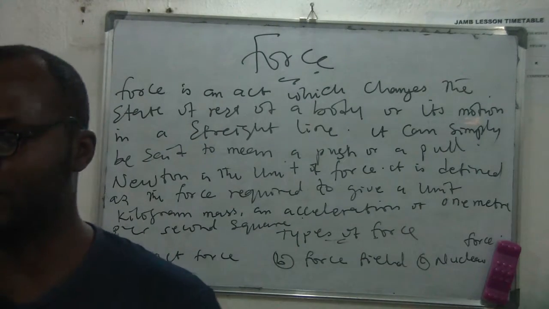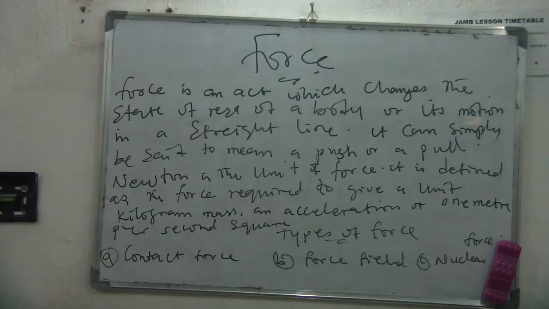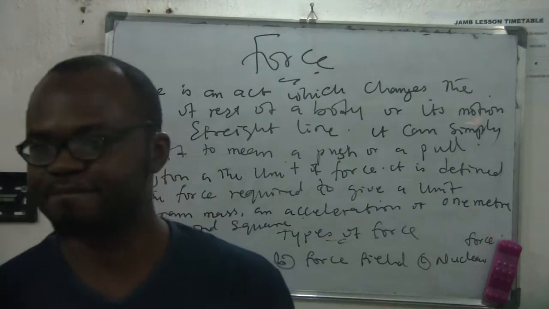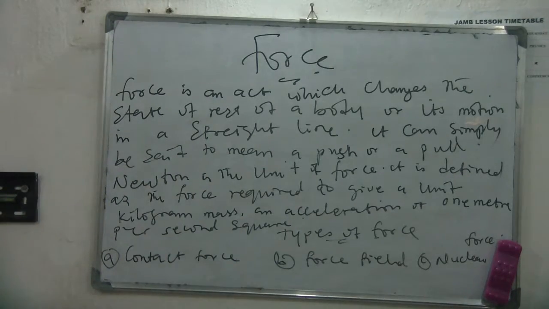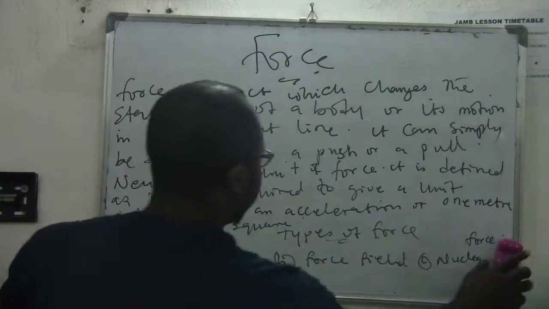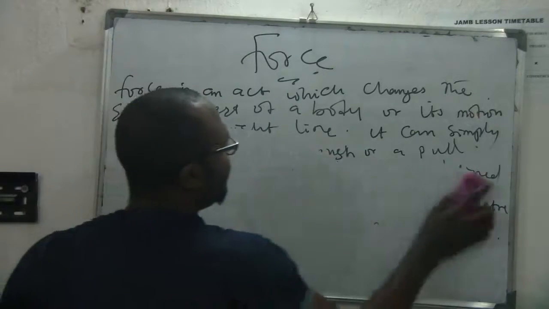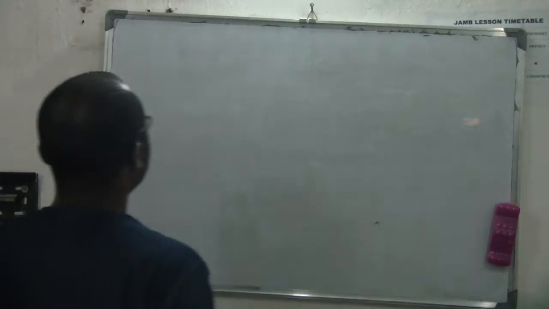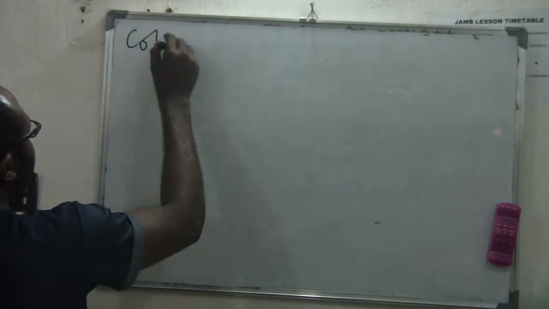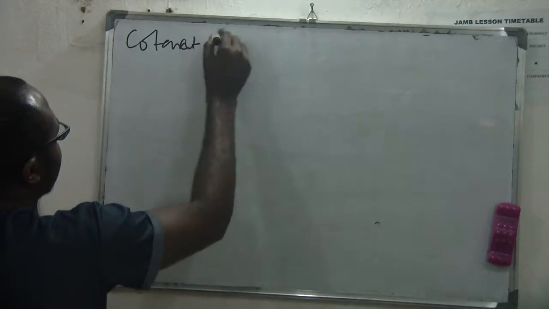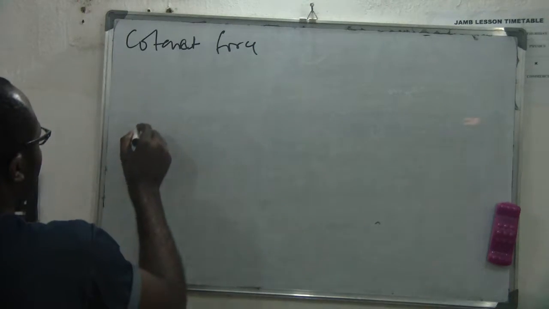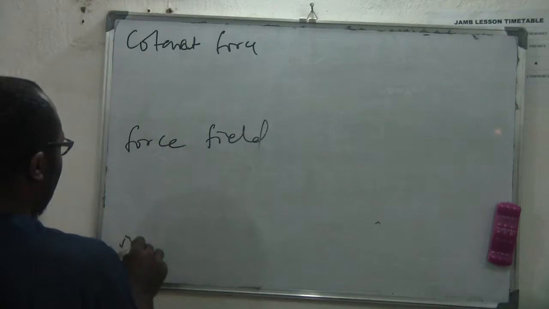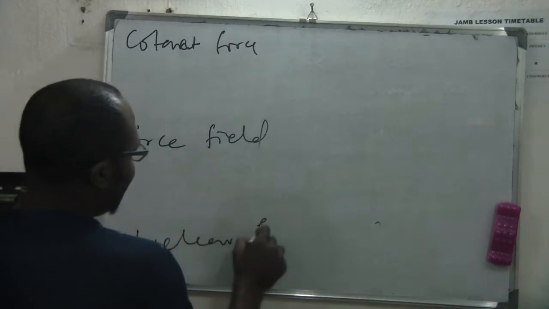What are the types of force we have? We have three types of force: contact force, force field, and nuclear force. Have you finished writing it? I can clean it up. So I'm going to explain the three types of force that we have with examples. Number 1 is contact force. Number 2 is force field. And number 3 is nuclear force.